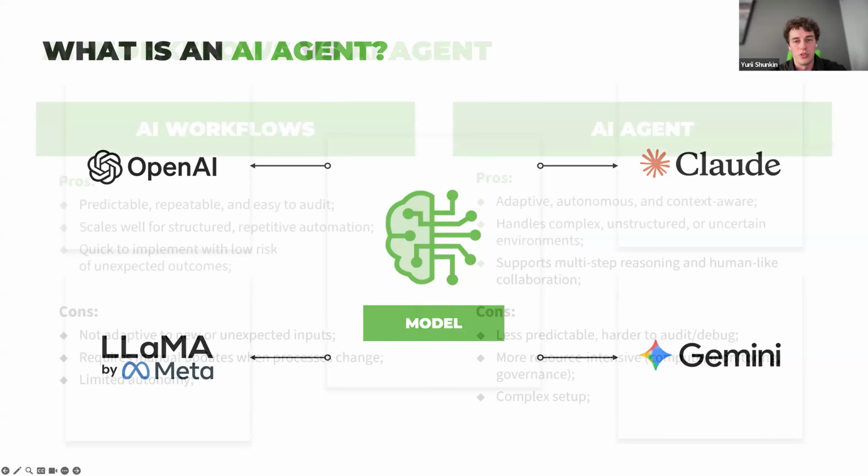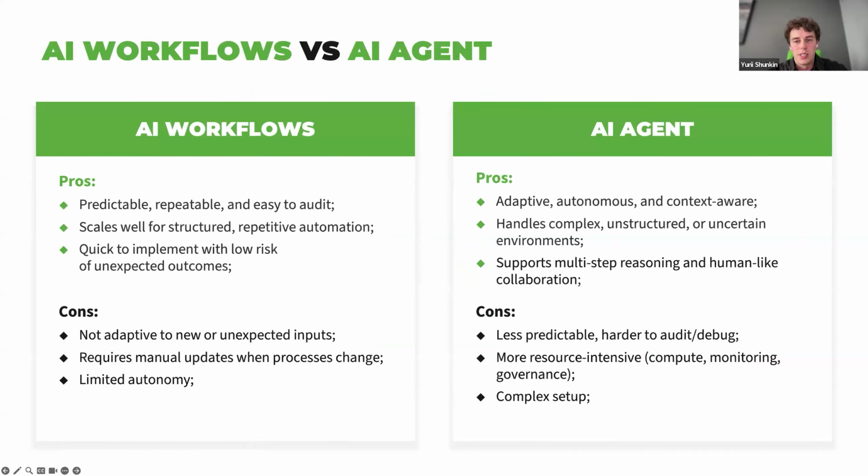That's it about the agent. Now let's take a moment to compare AI workflows and AI agents to understand the difference. Workflows are structured and predictable. They follow a defined set of steps, rarely make mistakes, and are great for high accuracy automations. But they lack flexibility, they can't handle new unexpected situations, and so on.